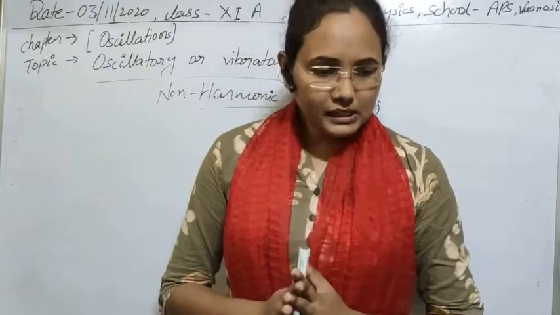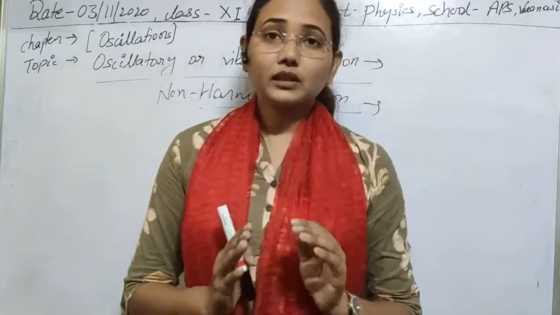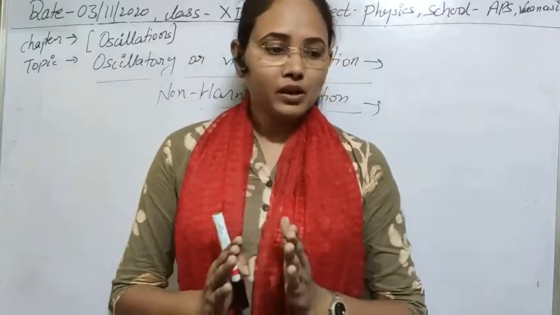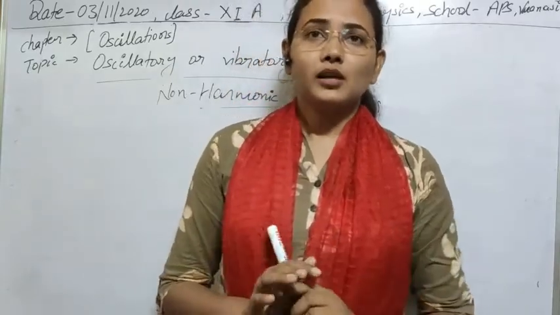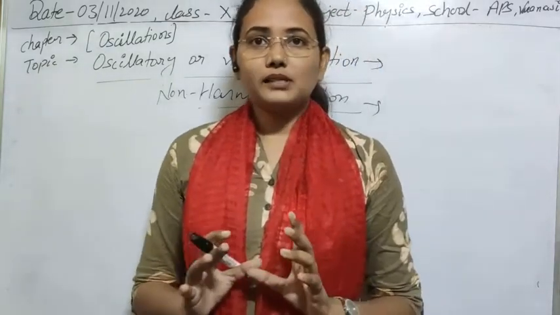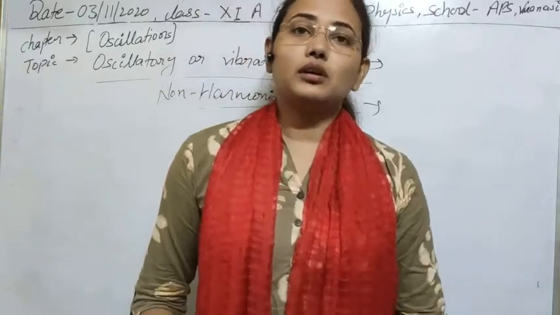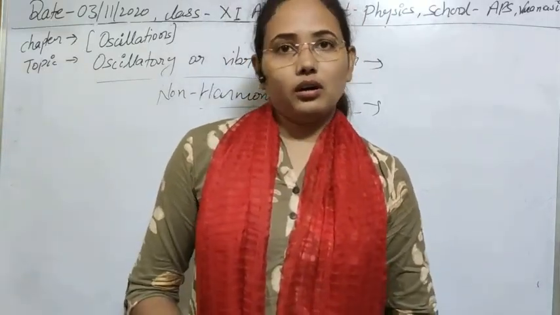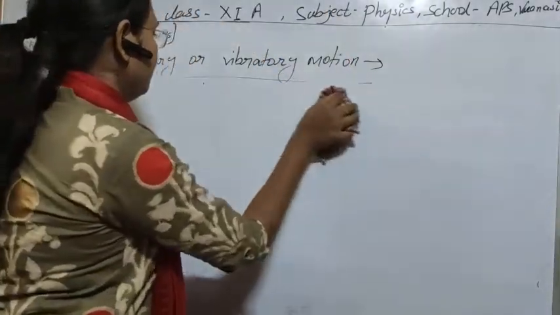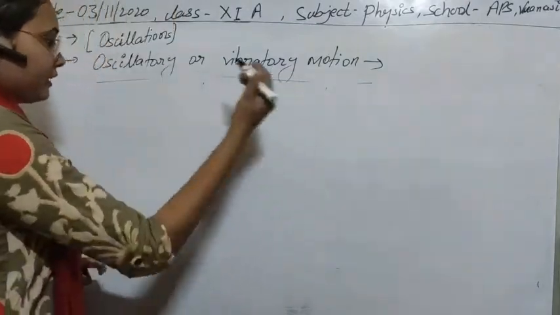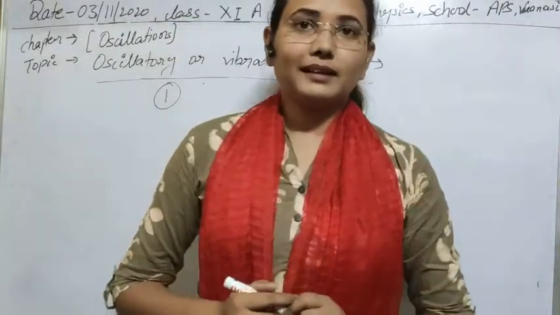I think the primary and basic descriptions of harmonic oscillation, non-harmonic oscillation, periodic oscillation, and oscillatory and vibratory motion are all clear to you. There is no confusion in these basics. If all these topics are clear, then let's see some important definitions which will be used to describe the motion of any particle. The first point which we have to know is time period.